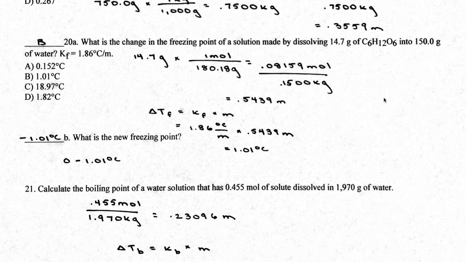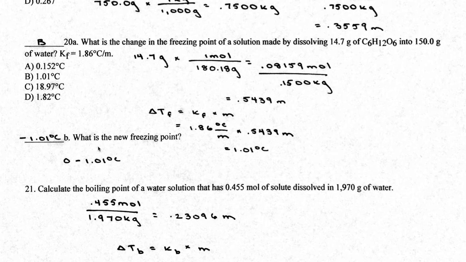Okay? For 20A, what you have to do is calculate molality again, which is almost identical to 19, but then you have to plug it into your formula. So here, I solve for moles of your solute and divide it by kilograms of your solvent. And then I plug that in. So that's my little m, that's my molality, and I multiply that by my Kf, which is 1.86, and I get 1.01. Okay? That's the change. That's delta Tf, which is 1.01, which is my answer.